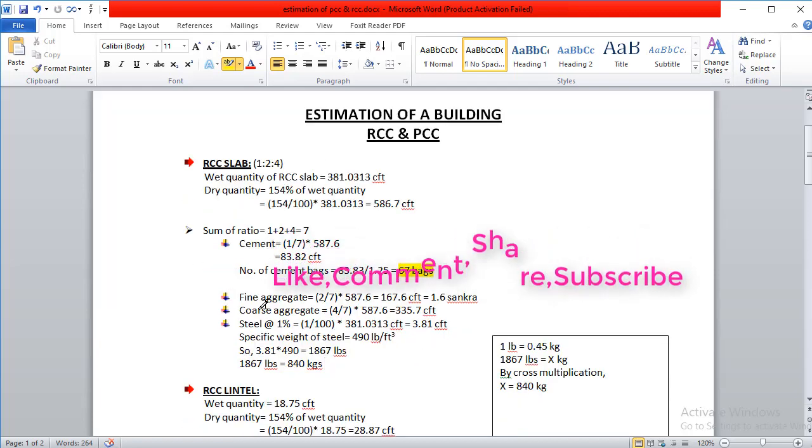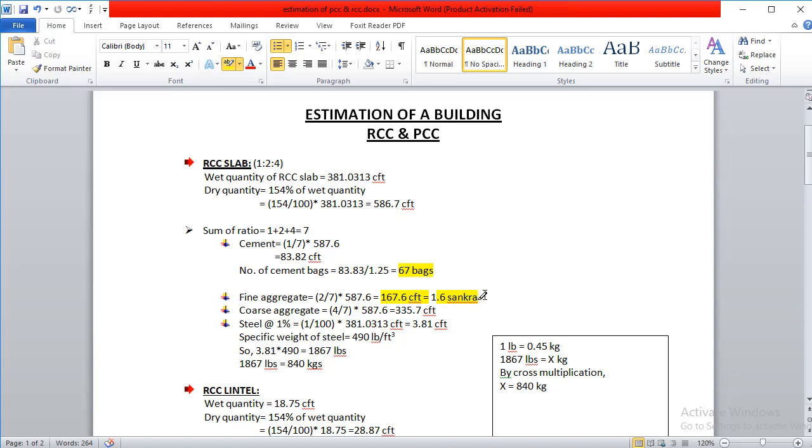Here the fine aggregate quantity is 2 divided by 7, where 2 is the ratio for fine aggregate and 7 is the sum of ratio. Multiply it with the dry quantity of RCC slab, and you will get the quantity of fine aggregate. We know that in the market you will not get fine aggregate in cubic feet, you will get it in sacra, and 1 sacra is 100 cubic feet. So simply divide this value by 100 and you will get the fine aggregate quantity in sacra, which is 1.65.